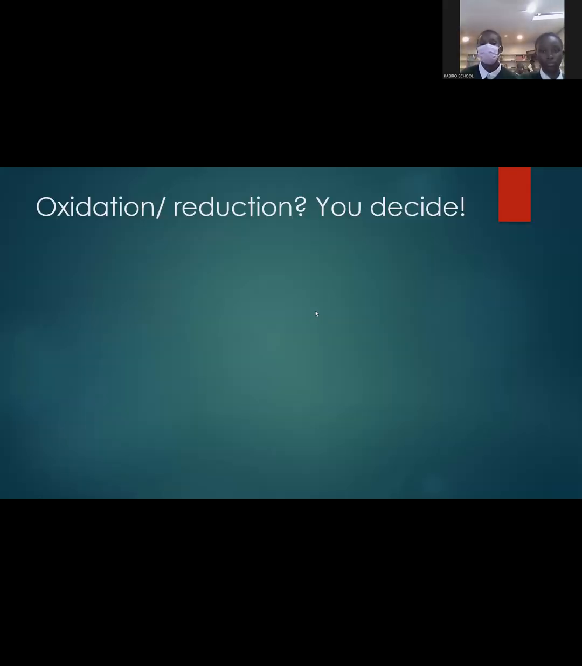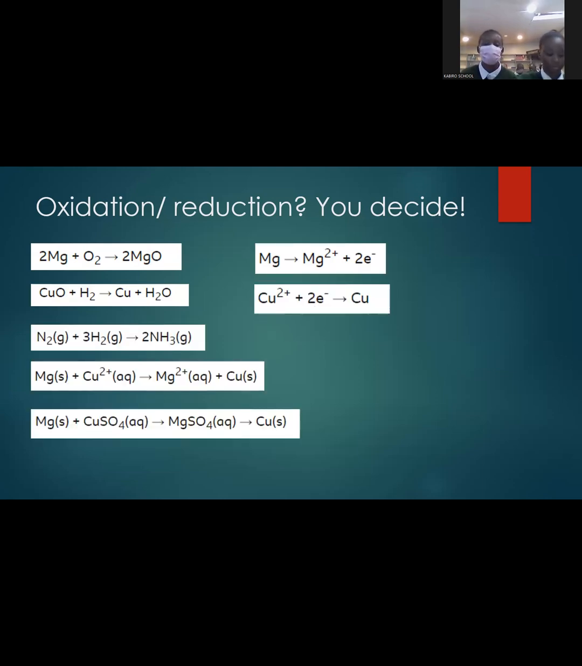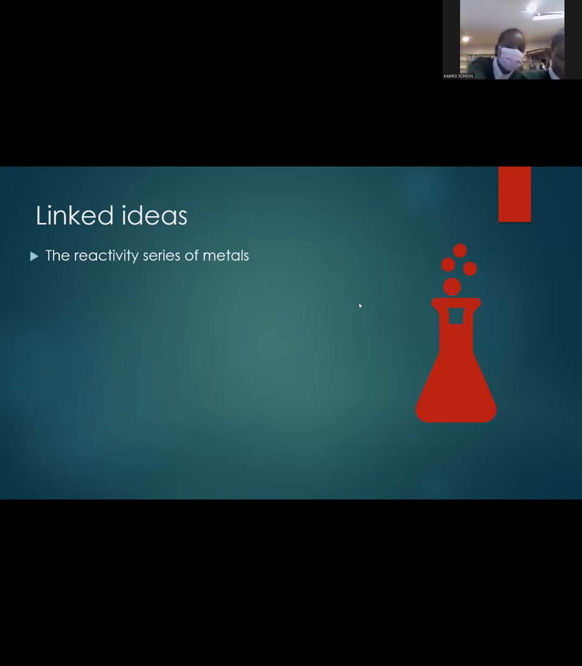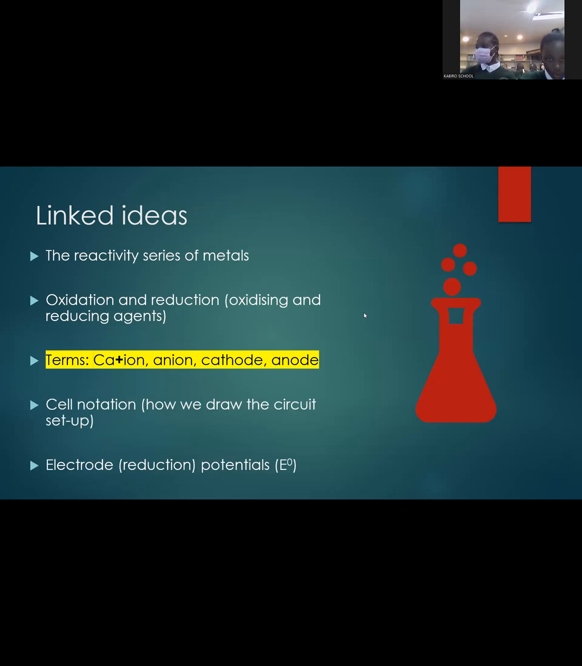Okay, so these are the ones which I said we would do, but we're not going to do them now. The other linked idea is some words: cation, anion, anode, cathode. I'm just going to do a little bit of that now. I'm going to show you something which I think is quite useful. Let me just change my color of ink.